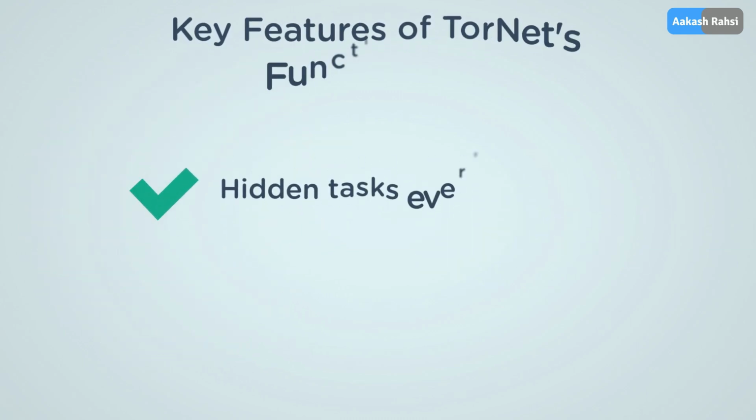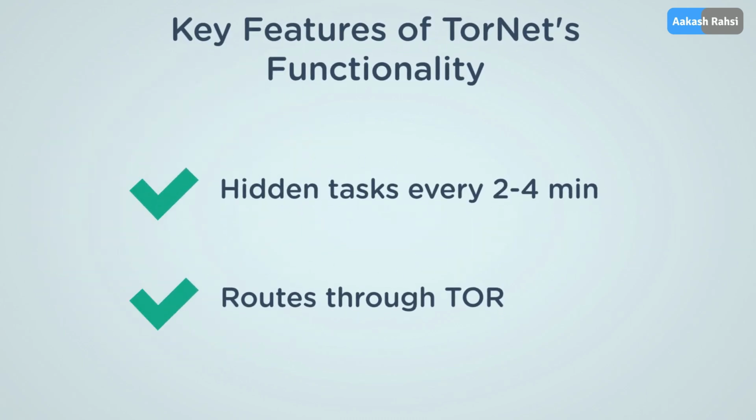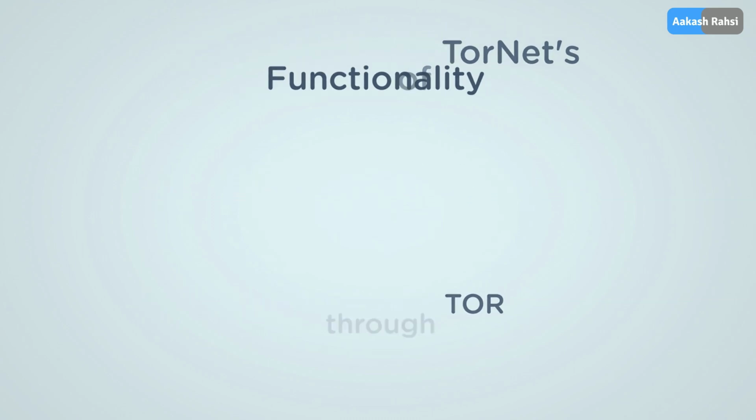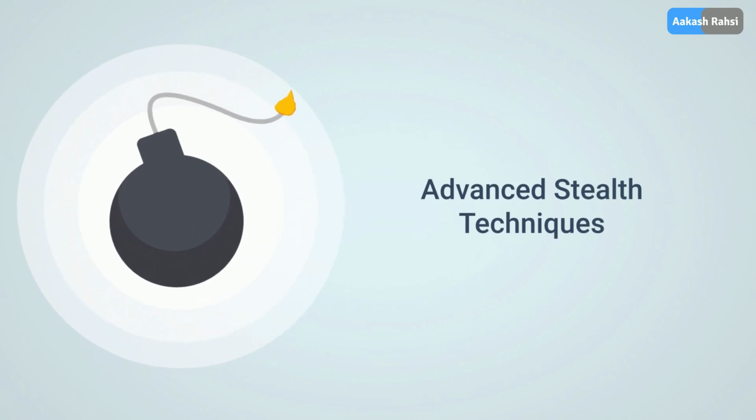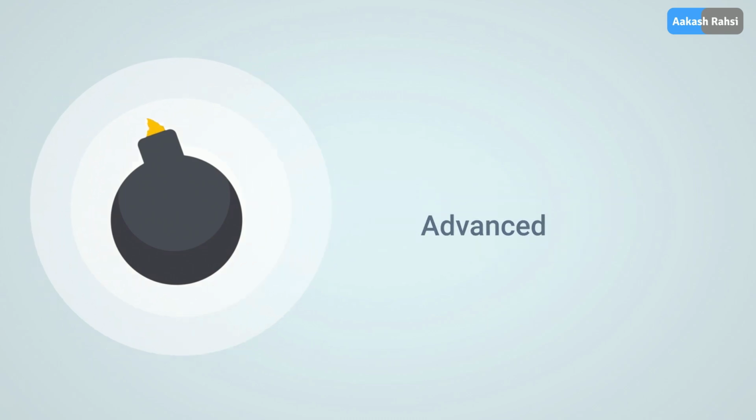It creates hidden tasks that run malware every 2 to 4 minutes while routing communications through the anonymous Tor network. The malware is obfuscated, making it hard to analyze. It uses Eziriz's .NET Reactor and protects payloads with Triple DES encryption.